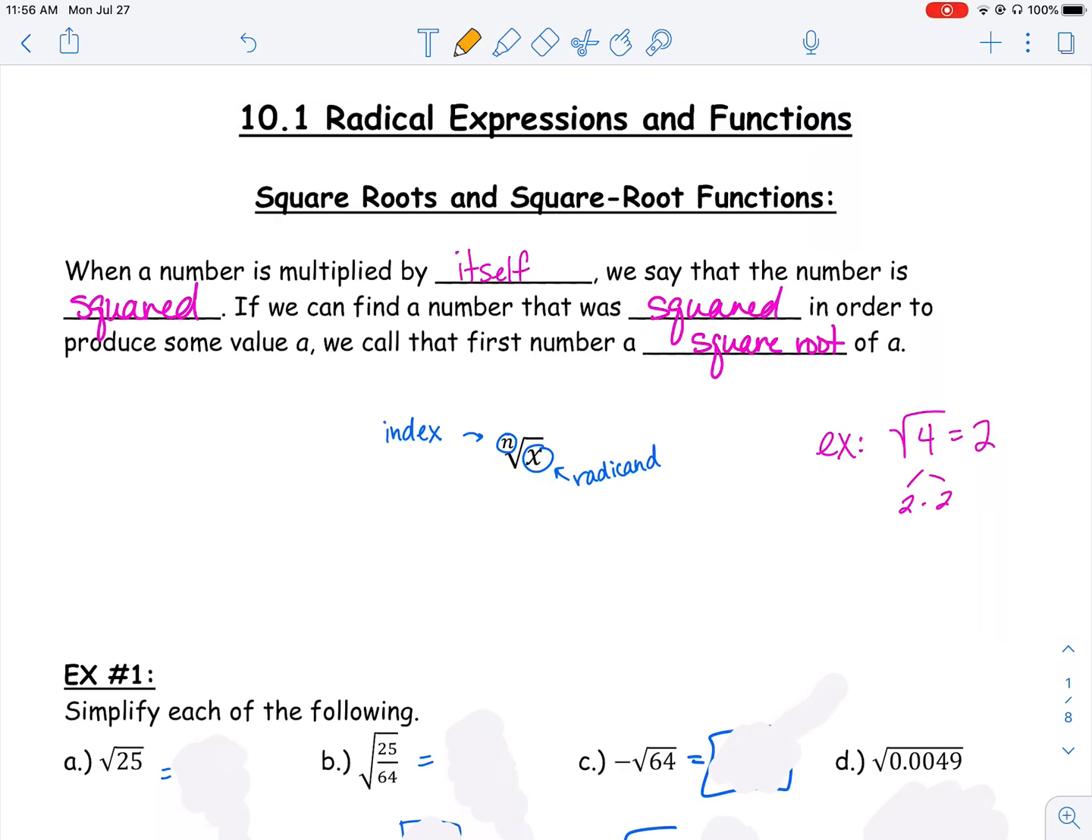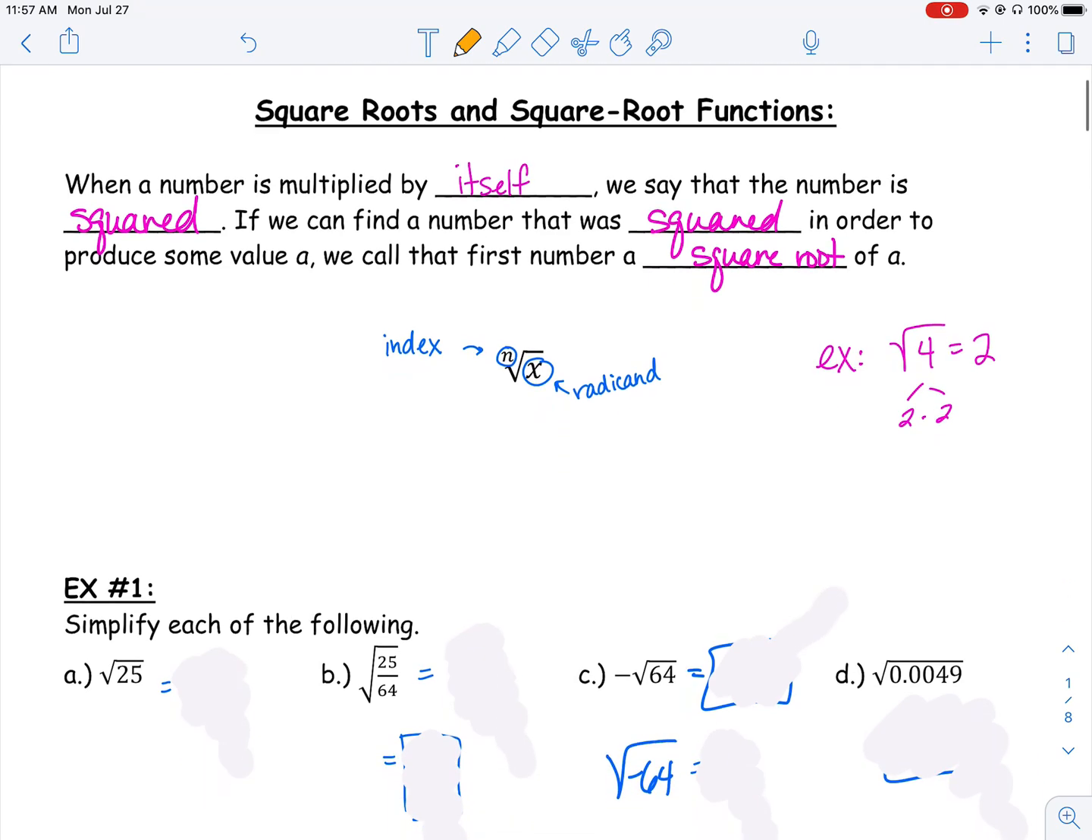All right, we're going to go ahead and start in chapter 10, which is all about radicals. So square roots, cube roots, fourth roots, all different types of roots or radicals. In 10.1, we're going to start off kind of simple, talking about what a root is, maybe a square root or a cube root. We're going to talk about simplifying those radical expressions and maybe even start to graph and talk about some domain restrictions.